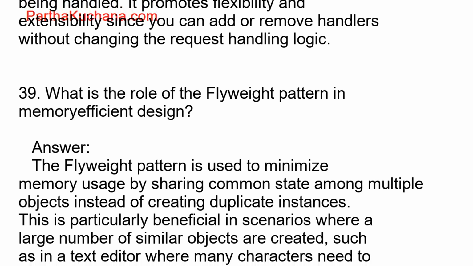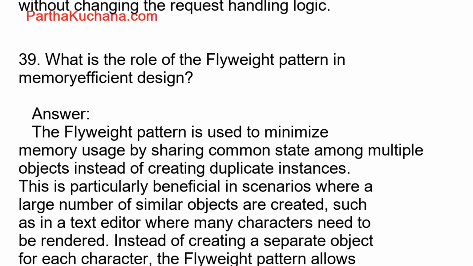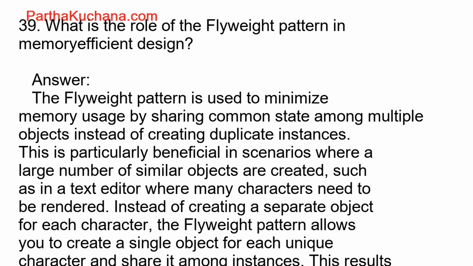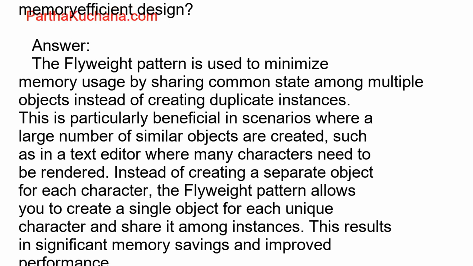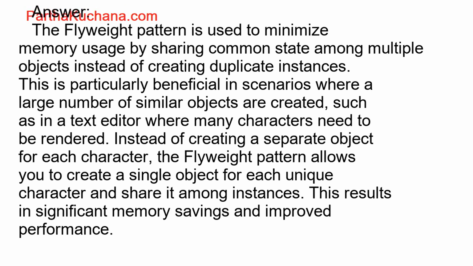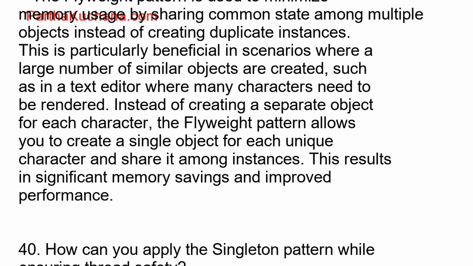40. How can you apply the singleton pattern while ensuring thread safety? Answer. To apply the singleton pattern while ensuring thread safety, you can use the double-checked locking mechanism. The idea is to check if an instance is already created before synchronizing the block that creates the instance. This reduces synchronization overhead. The implementation would look like this.